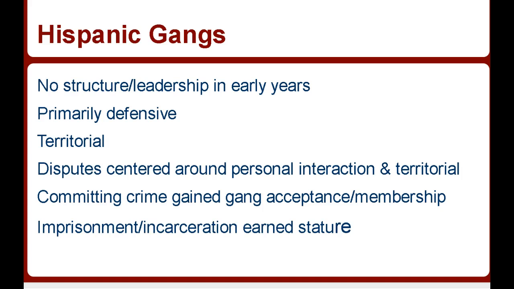In the early years, there wasn't much structure or leadership. Usually it was just a bunch of youth that lived in a particular area or neighborhood banding together and protecting the neighborhood from outside groups coming in. They were primarily defensive, so they became very territorial of a very defined area. Most of the disputes that occurred were around personal interactions, violation of territory. As gangs, and not all gangs, but Hispanic gangs were no different. You had to participate or involve yourself in a major crime in order to gain gang acceptance and membership. Finally, getting sentenced to prison, that was a big thing. Incarceration earned you a lot of status within the community.